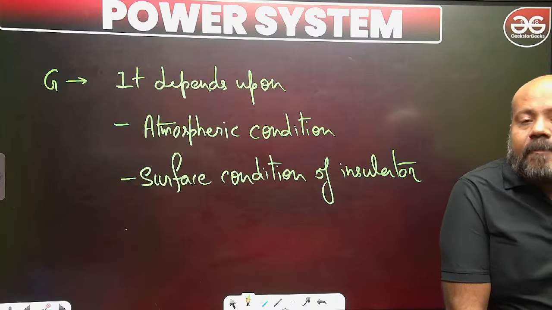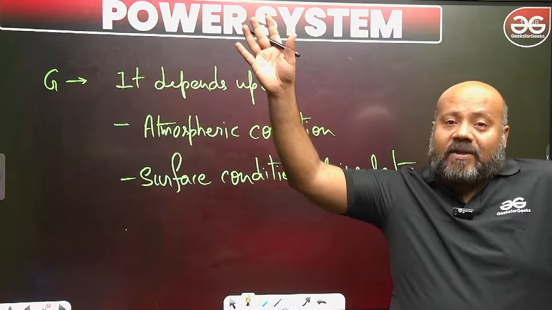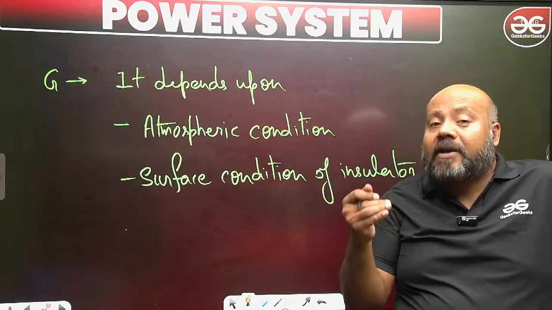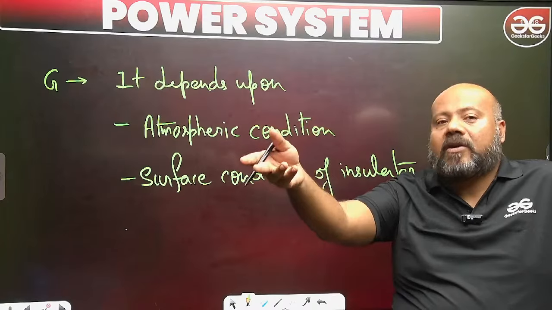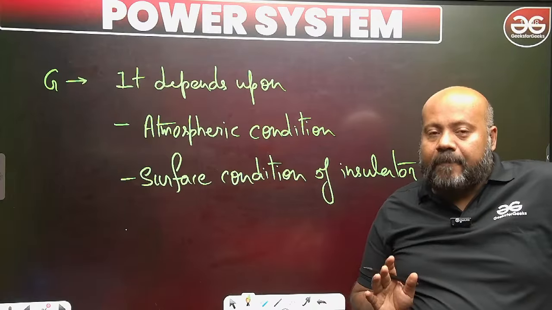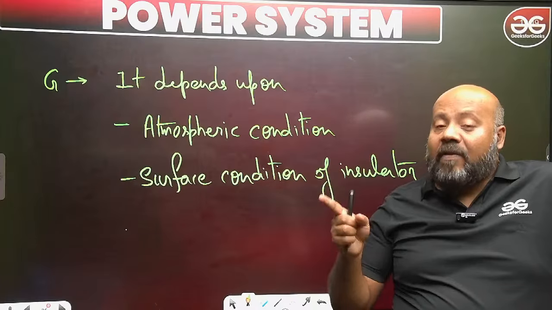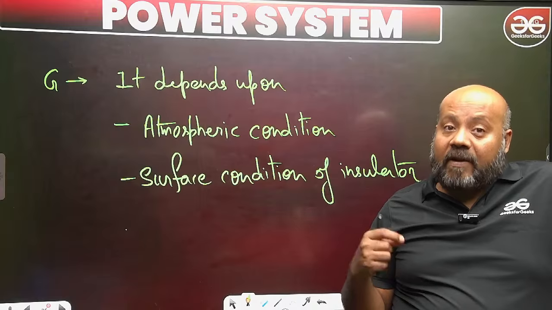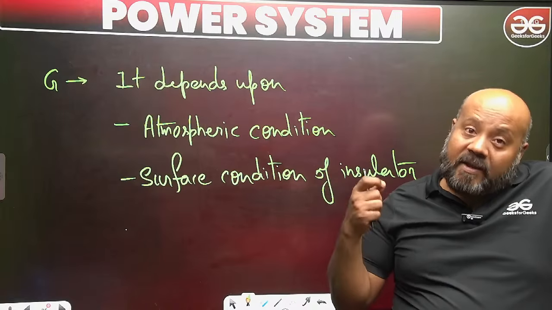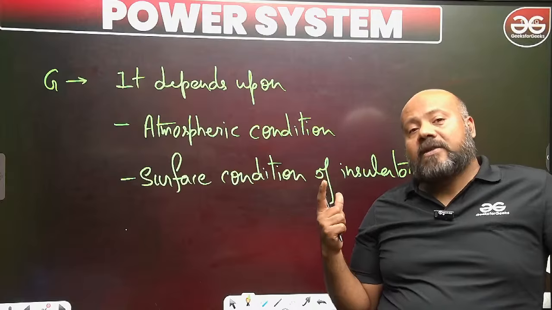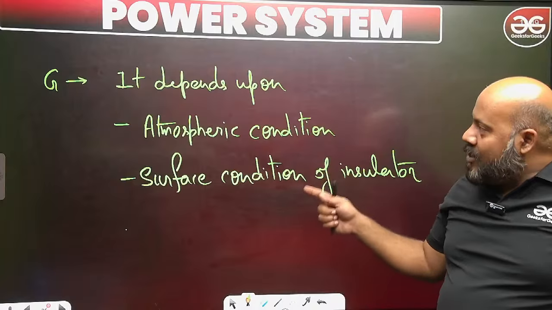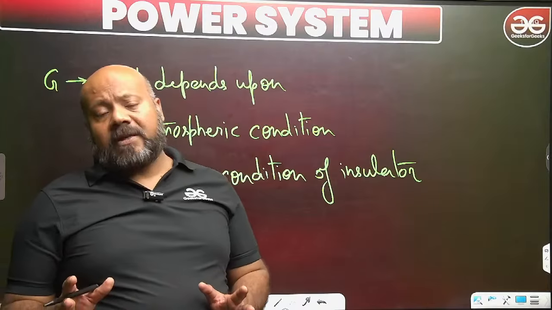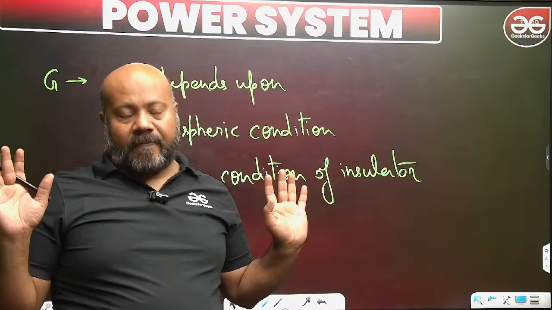I hope you are getting this. Because if the weather is not good, if a lot of moisture is there in the weather, then the possibility of leakage current from the live conductor towards the tower foot is going to be very high. If the surface of the insulator is not in a good condition, if it has roughness, if it has deposition, then also the possibility of leakage current is very high. So because of these two reasons, G is not a constant, but for most of our practical purposes, we are assuming this is also constant.